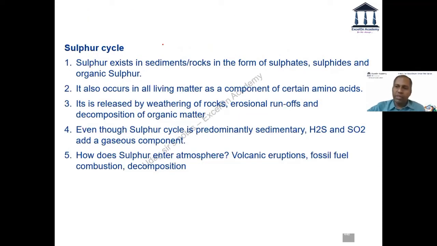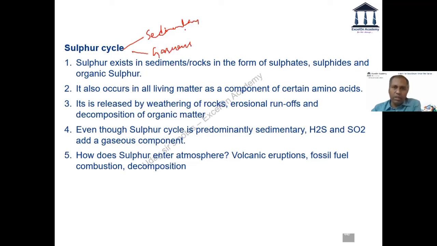The last one is the sulfur cycle. Nitrogen I will discuss in the next class. Just as phosphorus exists as phosphates in rocks, sulfur exists as sulfates in rocks. Now, the sulfur cycle is a little more complicated than the phosphorus cycle. In fact, I think you should remember this: it is the only cycle which is both sedimentary as well as gaseous.